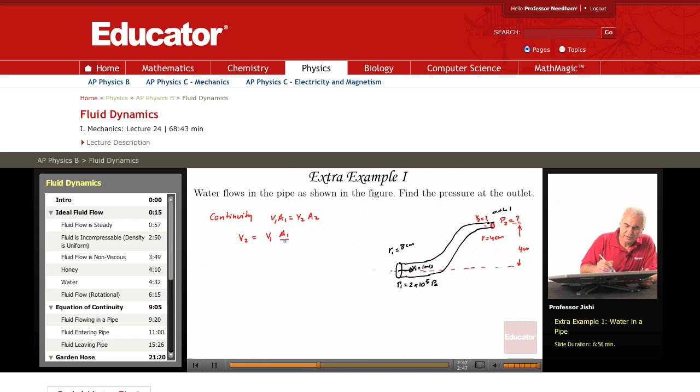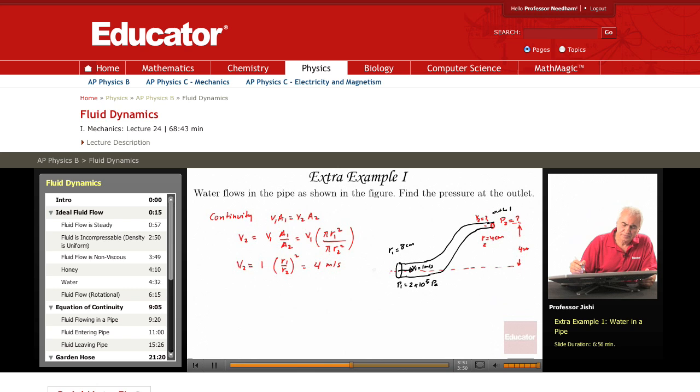which is V1. A1 is pi R1 squared, and A2 is pi R2 squared. So V2 is V1, which is known, 1 meter per second, times R1 over R2 squared. But R1 is twice R2. R1 is 8 centimeters, R2 is 4. So R1 over R2 is 2. Squared, that's 4. So this is 4 meters per second. So we have V2 now.